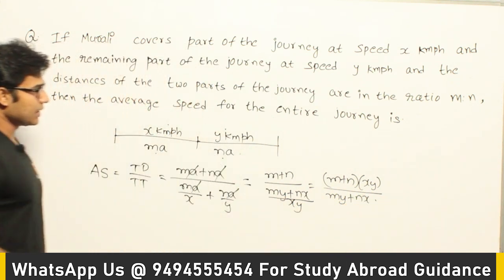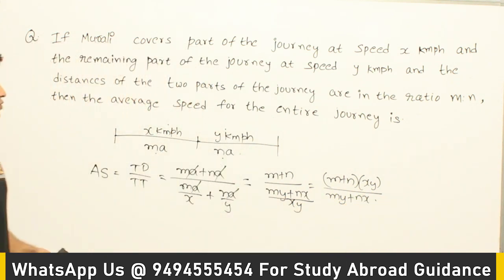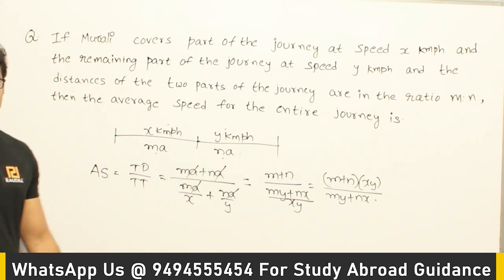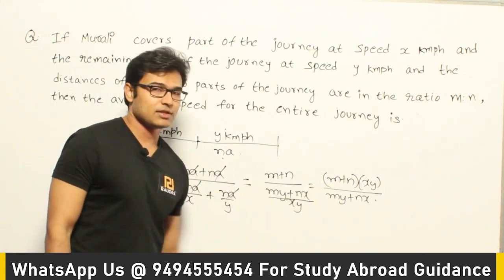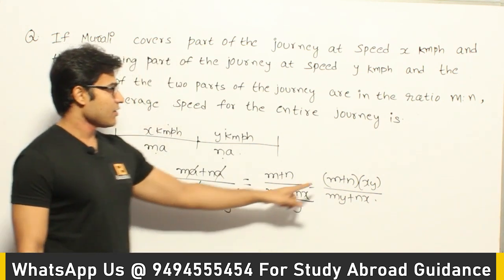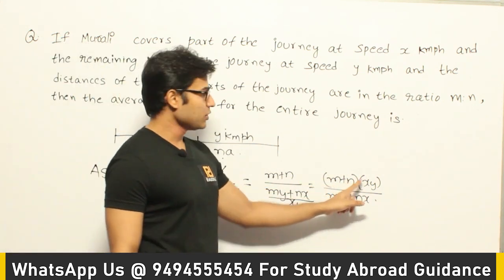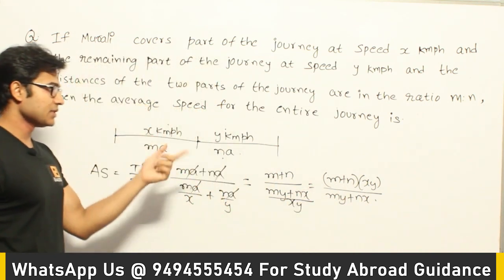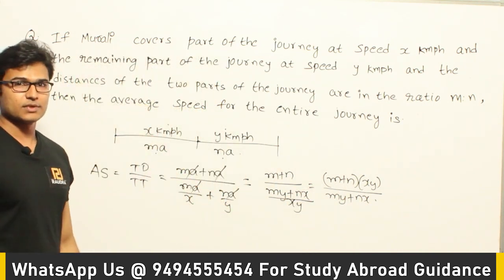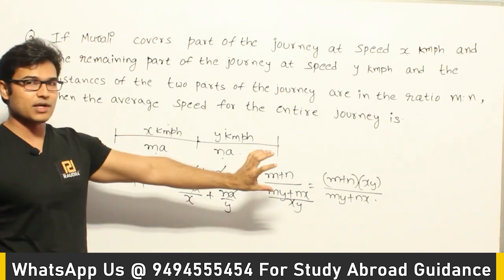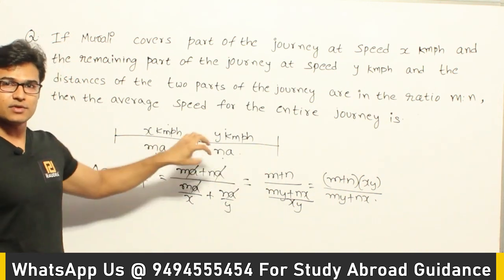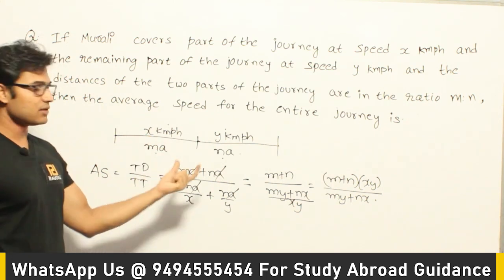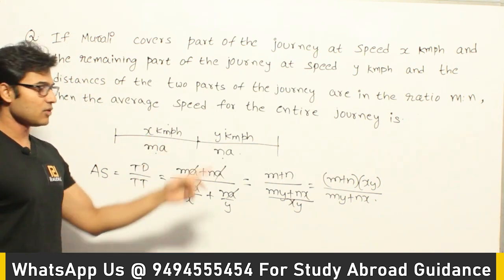So earlier we have seen a case where these two distances were the same. In that case m is to n equals 1 is to 1. Now you just substitute 1 and 1 in place of m and n, what do you get? 1 plus 1, which means 2 into xy divided by x plus y, isn't it? Which is nothing but the harmonic mean, right? So we have seen the same formula when the distances were equal, but here there is a slight change that the distances are in some ratio.